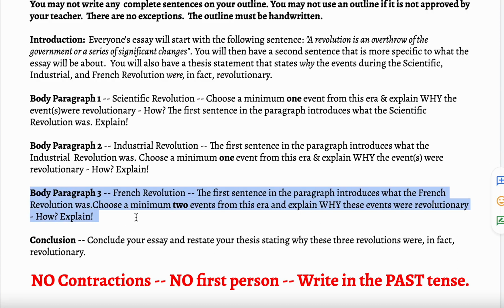The third body paragraph is the French. It must have 2 events, though. The first sentence, the French Revolution was blah, blah, blah. Explain when it was. And then choose 2 events from this era and explain why these events were revolutionary.